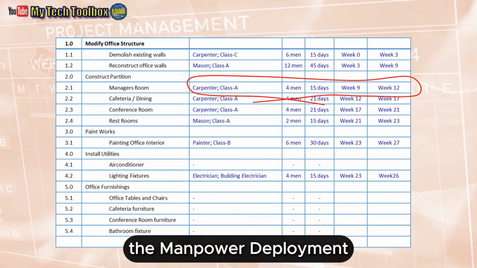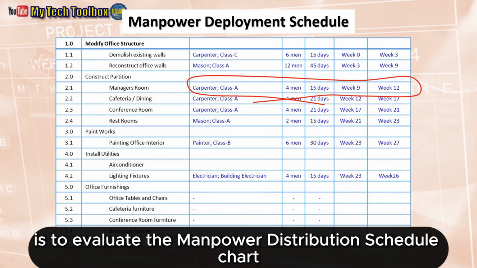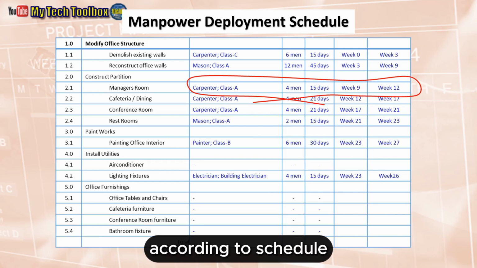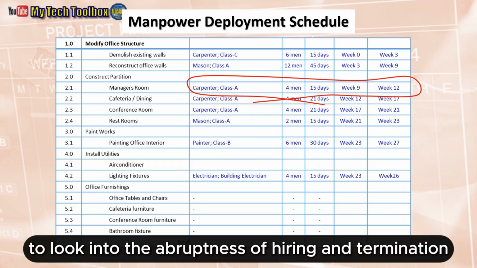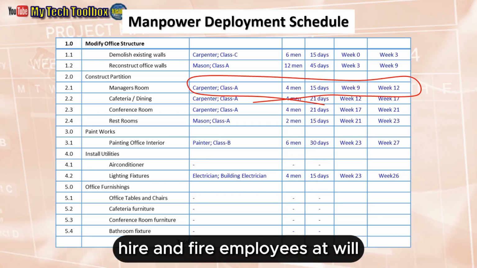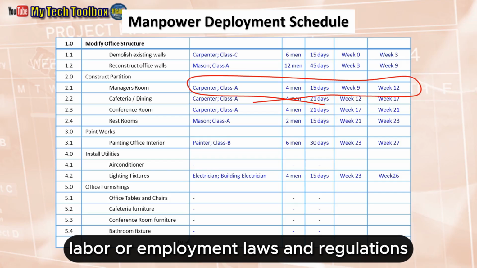The manpower deployment schedule is the third resource to be evaluated. Foremost is to evaluate the manpower distribution schedule chart to determine the number of personnel required according to schedule, and to look into the abruptness of hiring and termination. This is important because the project just cannot hire and fire employees at will. It has to abide and comply with government labor or employment laws and regulations.